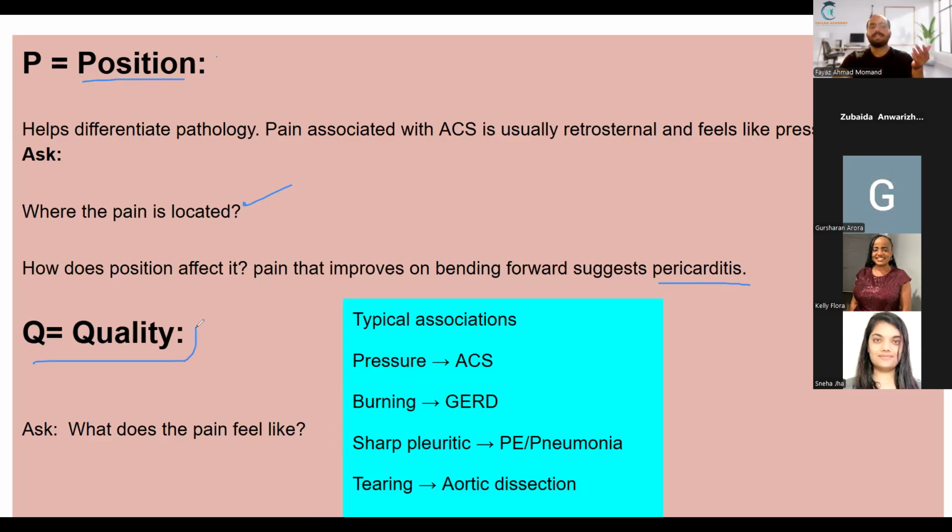Quality. What does the pain feel like? Some typical associations: pain that feels like a pressure usually is from acute coronary syndromes. Pain that is burning is likely to be from GERD. Sharp pleuritic pain is pulmonary embolism, sometimes pneumonia or pleurisy. Tearing chest pain is aortic dissection. These are some of the associations. If the patient has chest pain typical of any of these, think of those as your top differential.